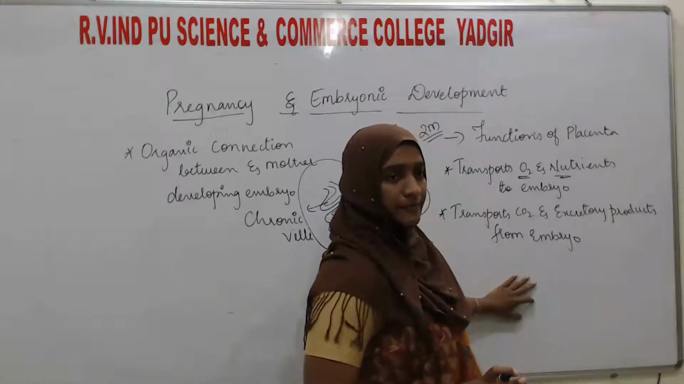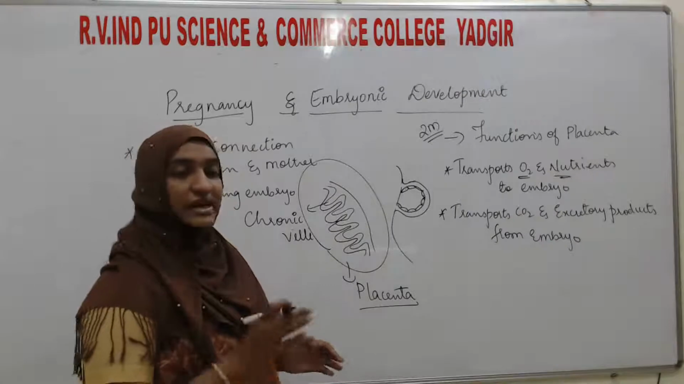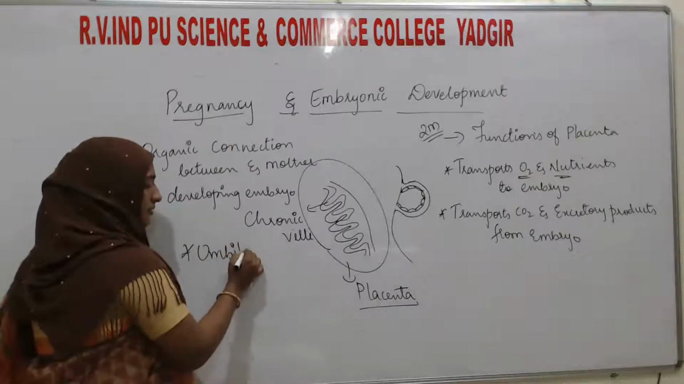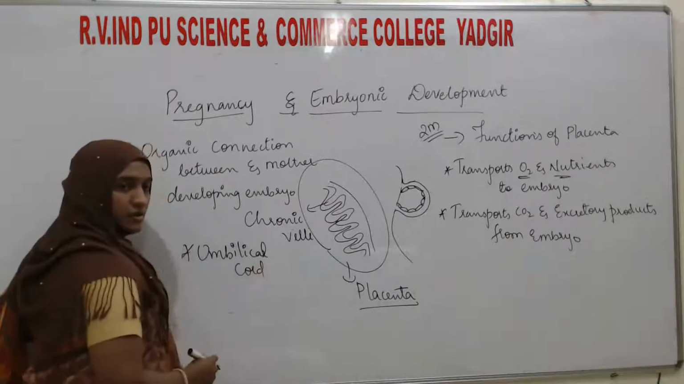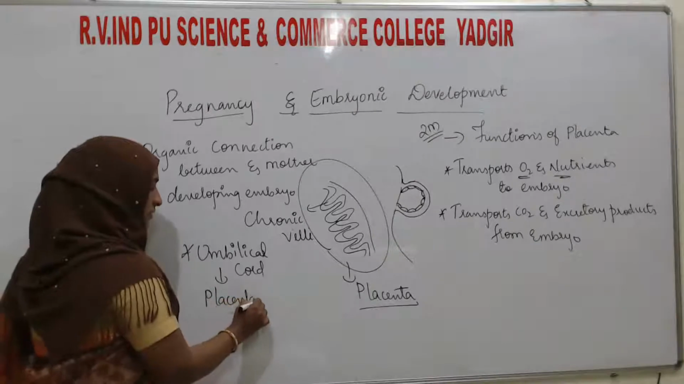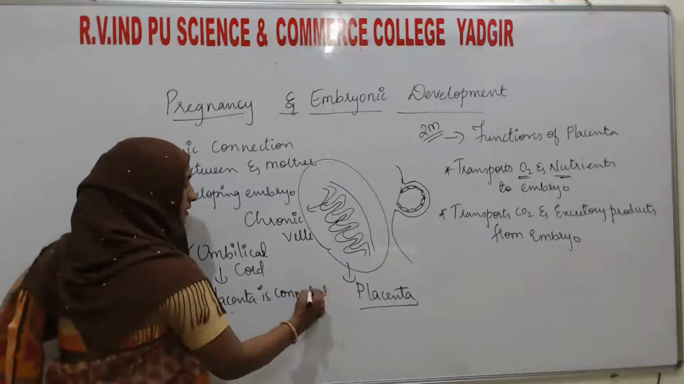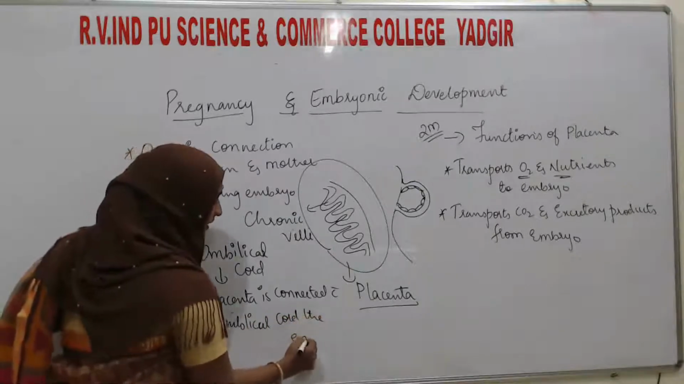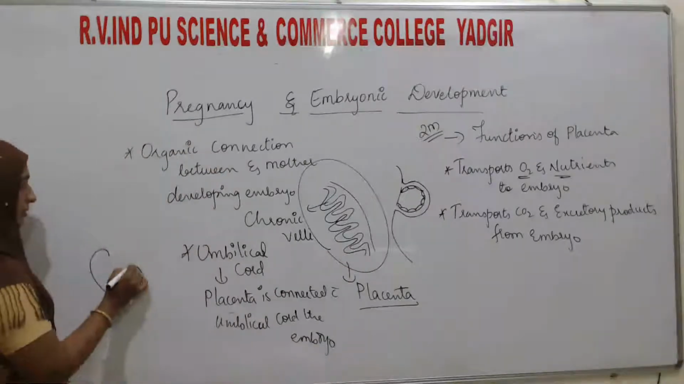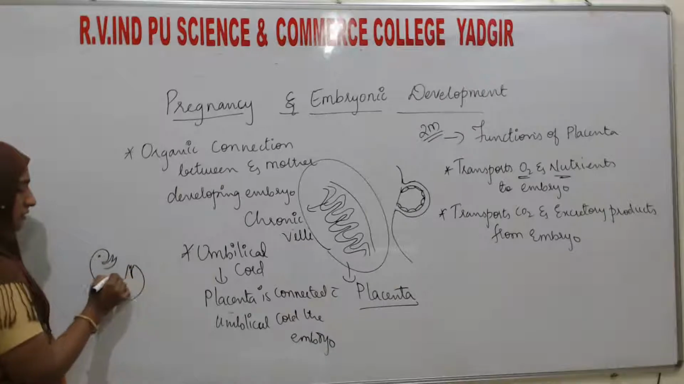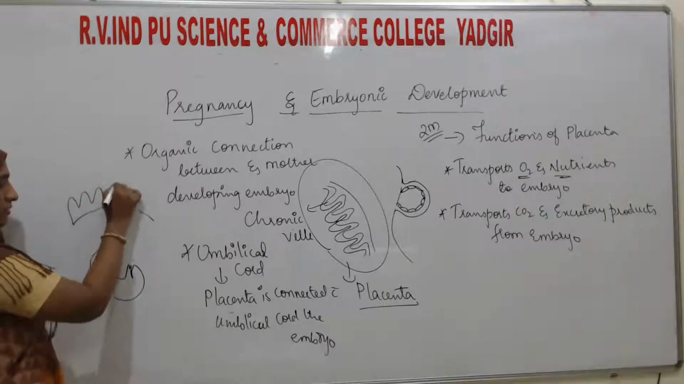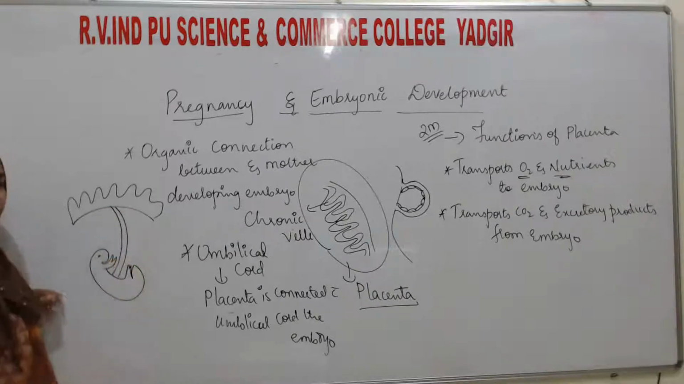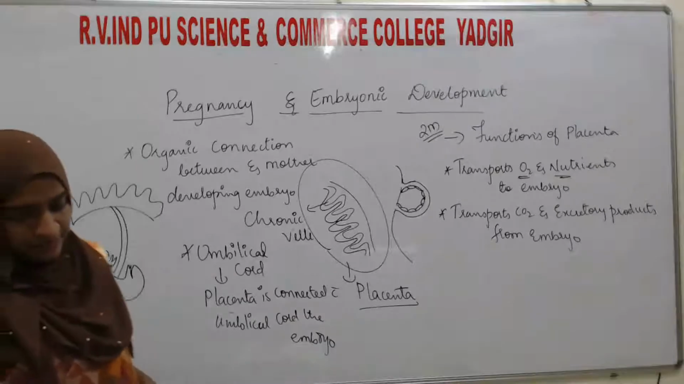That is also the placenta. Next, the placenta is connected with a cord-like structure, and that cord is known as the umbilical cord. The placenta is connected with the umbilical cord to the embryo. In the last class, I had drawn that if this is the embryo and this is the placenta, the embryo is connected with the placenta by the umbilical cord. So this is about the placenta.